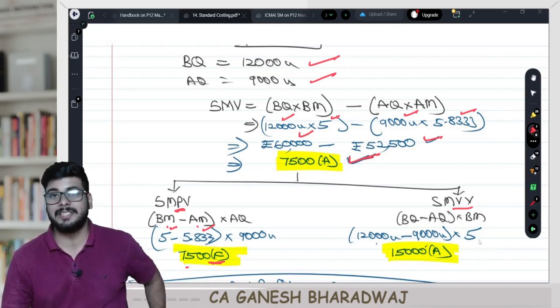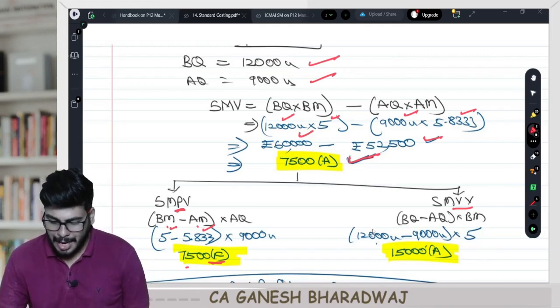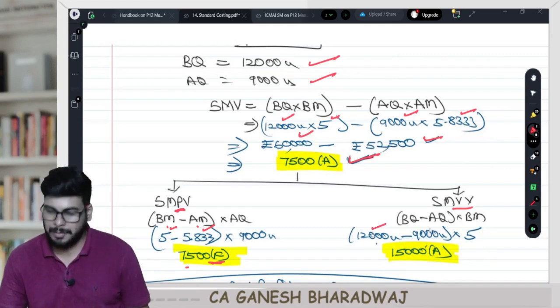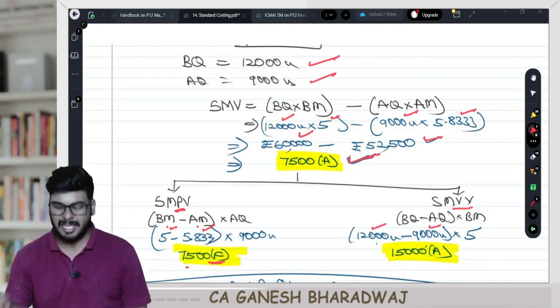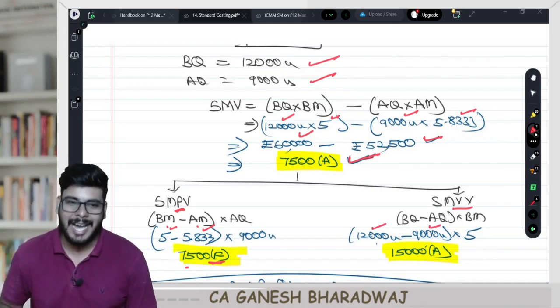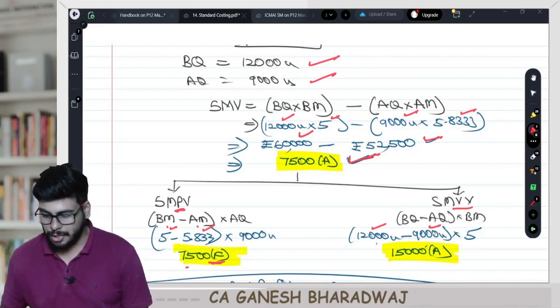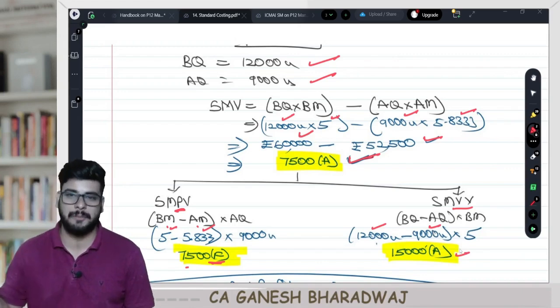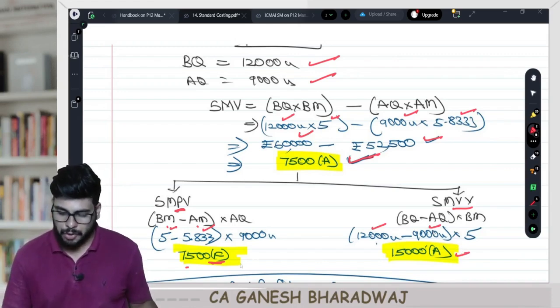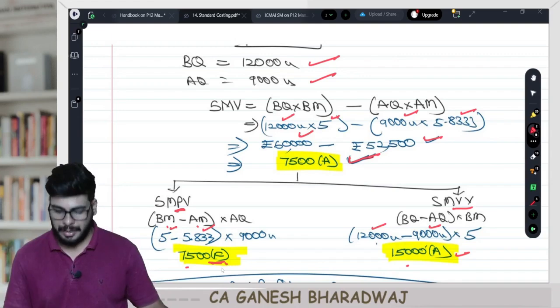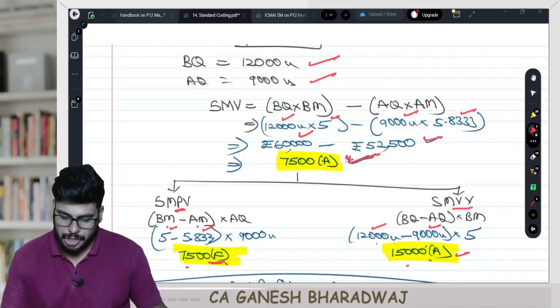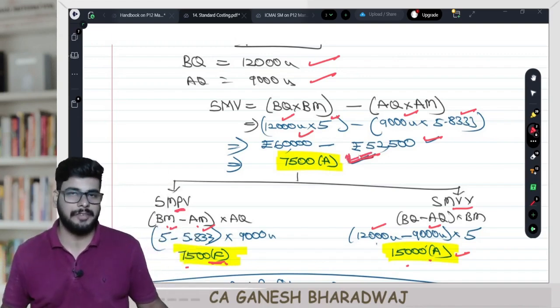And similarly, the sales margin volume variance is going to be, I plan to sell how much? 12,000 units, but I actually ended up selling only 9,000 units. I sold 3,000 units less, and had I sold each of these units, I would have got 5 rupees of profit. So 3,000 into 5, 15,000 rupees. I lost my profit, so 15,000 adverse. If you knock off these two, 7,500 favorable plus 15,000 adverse, you get what? The total comes out to be 7,500 adverse.